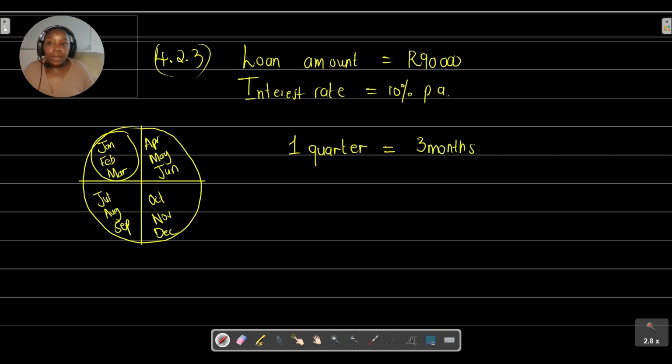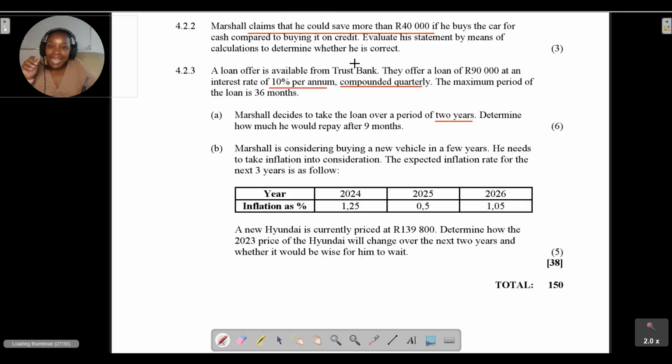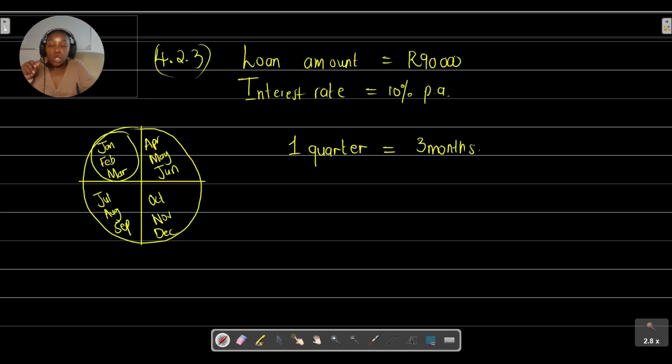Another thing is that Marshall has now taken up this loan and the interest rate is compounded quarterly. So the interest gets added every quarter. It gets added January, February, March, then they will add the interest. April, May, June, then they will add interest on it. July, August, September, they will add interest. October, November, December, they will add interest.